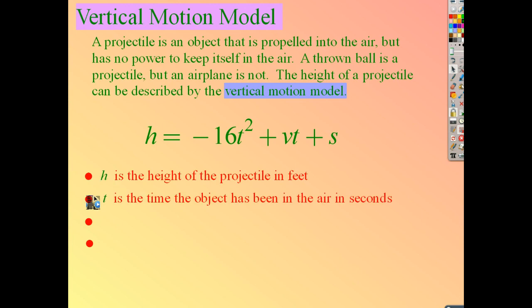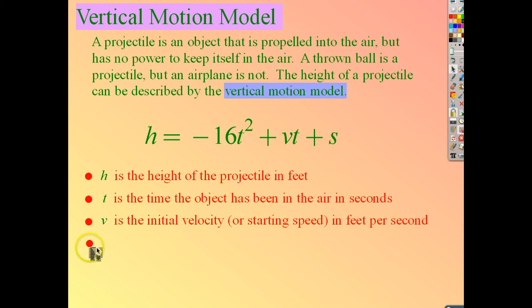Okay, and then t is the time the object has been in the air, in seconds. So from the point it begins, wherever it begins, to the point that it lands, the elapsed time is going to be t. v is the initial velocity, or the starting speed, in feet per second. So if you throw something, it's how fast it is when it leaves your hand, or if you jump, how fast you were going up in the air when you jumped. And then finally, s is going to be the initial height in feet.